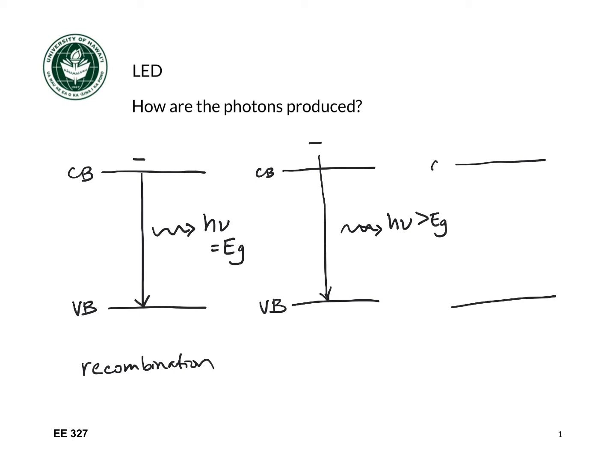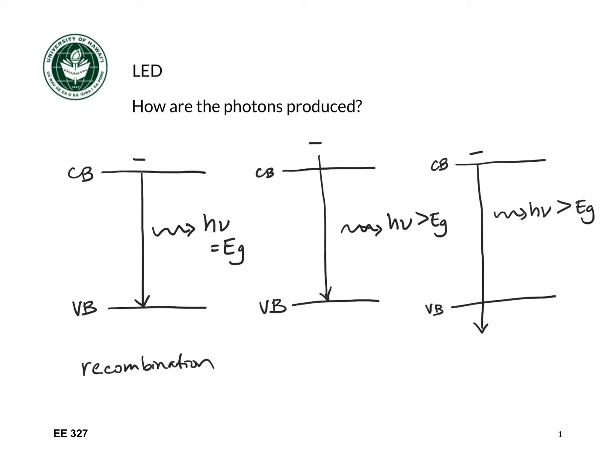And I could have an electron at the edge of the conduction band fall down to an energy level that's below the top of the valence band. So again, this emitted photon will have an energy greater than the band gap energy. Or it can have a combination of these last two cases that will also end up with a photon that's greater than the band gap energy.